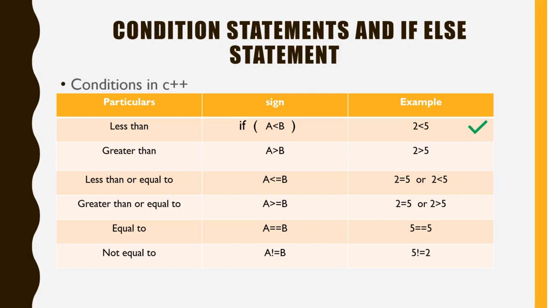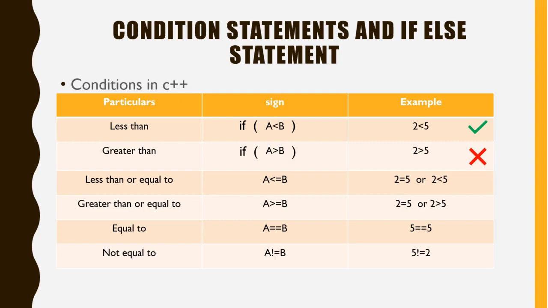Now we have greater than. A is greater than b, which means the value stored in variable a is greater than the value present in b. If we look at an example, 2 is greater than 5, which is false, because 2 is a smaller number than 5. So it will execute the else statement.